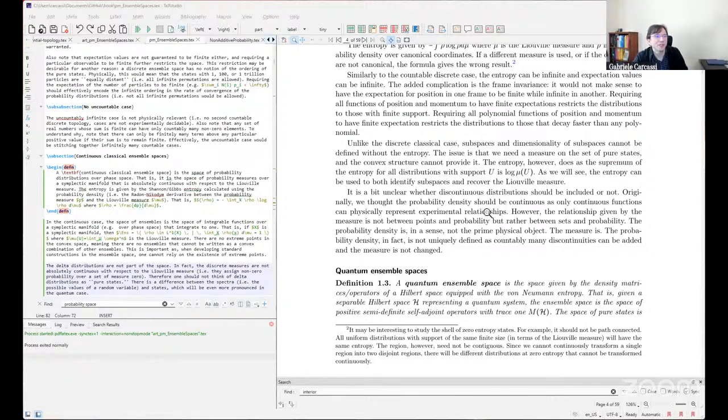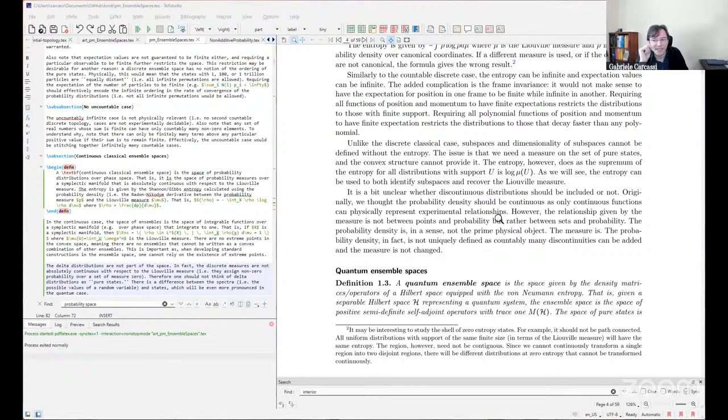Originally, we thought that probability density should be continuous, as only continuous functions can physically represent experimental relations. This is from the previous work. However, the relation given by the measure is not between points and probability, but rather between sets and probability. This is the most important thing in probability theory that most physicists don't get because they haven't studied measure theory. In the discrete space, it's always okay to think that you're assigning the probability to the points. But on a continuum, you can't assign probability to the points because the points have measure zero. So you can't build the probability like that.